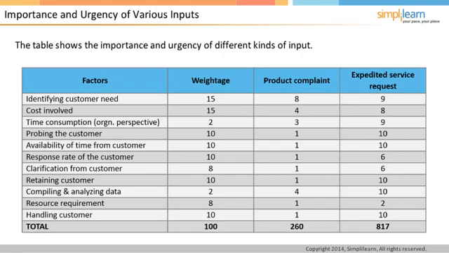8 multiplied by 15 plus 4 multiplied by 15 plus 3 multiplied by 2 plus 1 multiplied by 10 plus 1 multiplied by 10 plus 1 multiplied by 10 plus 1 multiplied by 8 plus 1 multiplied by 10 plus 4 multiplied by 2 plus 1 multiplied by 8 plus 1 multiplied by 10, and the total of this is 260. In the similar way, calculate the total value for expedited service request. The total of expedited service request is 817, and hence it is effective to the organization. Let us discuss the key elements of data collection tools in the next screen.